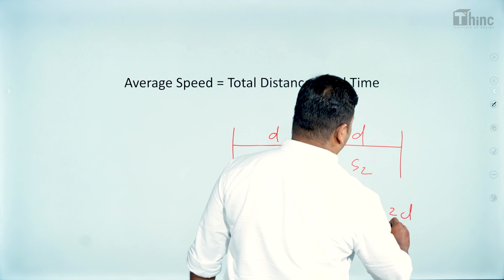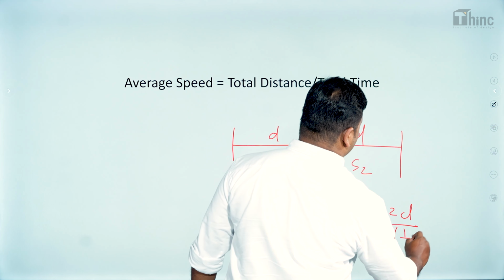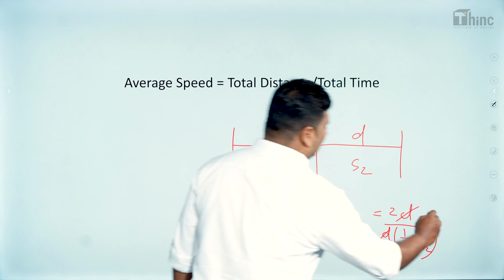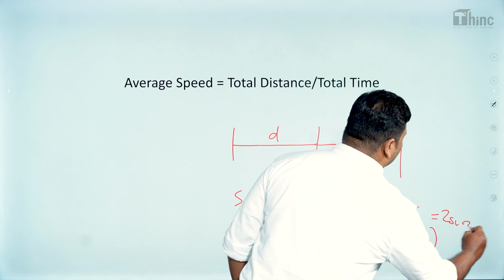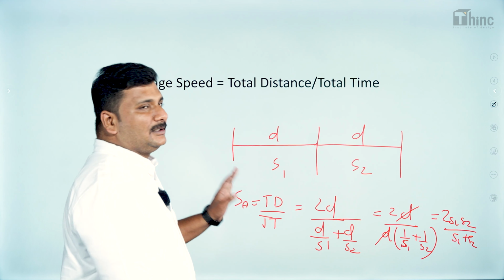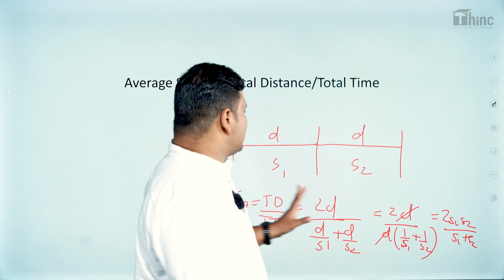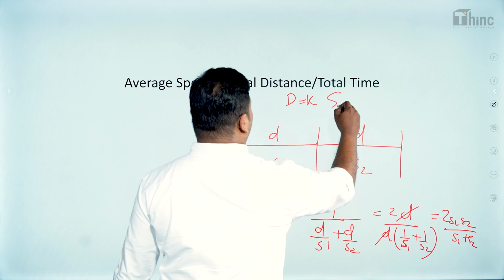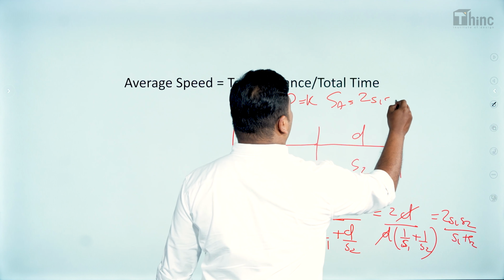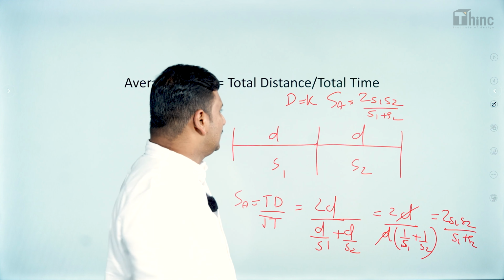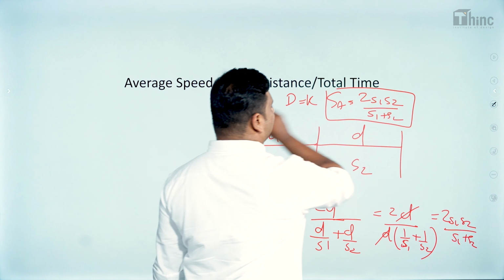Now what can we do? We can take d common into 1 by s1 plus 1 by s2. Now we can cancel d off. When you solve this, we'll get 2 s1 s2 by s1 plus s2. Now there is no need of knowing all this. All you need to know is only one thing: if distance is constant, average speed equals 2 s1 s2 by s1 plus s2. If a person travels the same distance at two different speeds, average speed can be found directly from this formula.